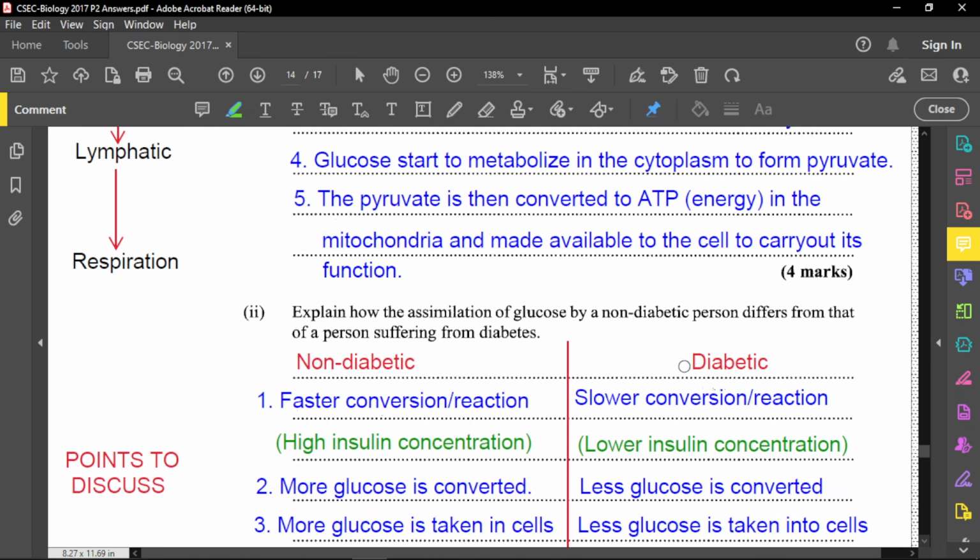Now, a point to note is that pyruvate is converted to ATP in the mitochondria. All right. And once it's converted to ATP in the mitochondria, then the cells can use it. So here I said, they are made available to the cells to carry out functions. Whatever functions the cell needs to carry out, the energy is there, ATP is there.